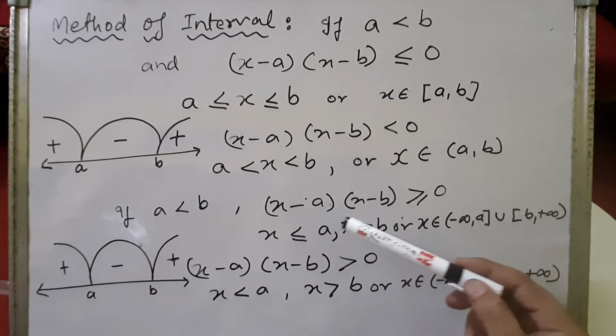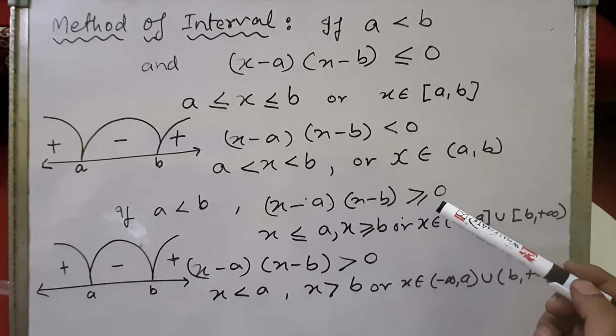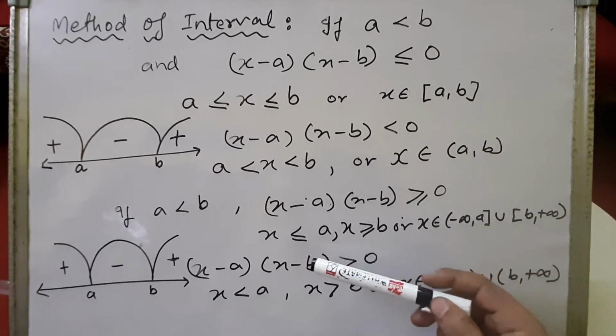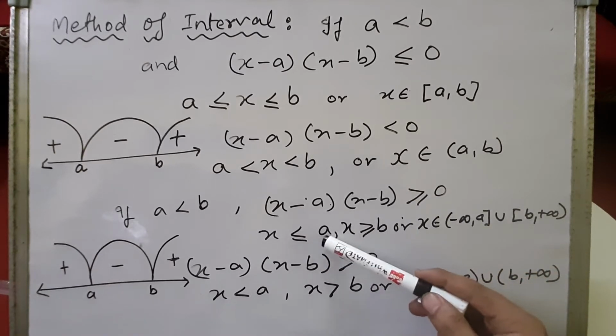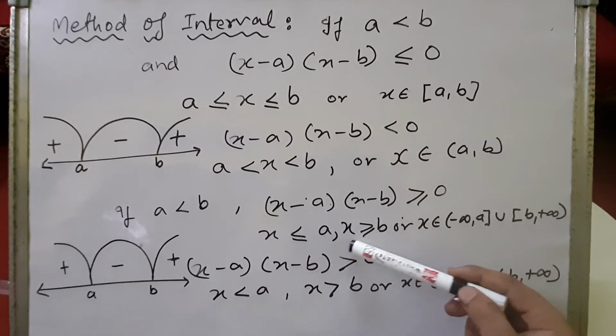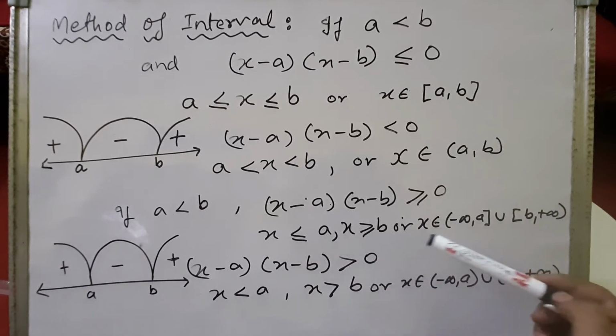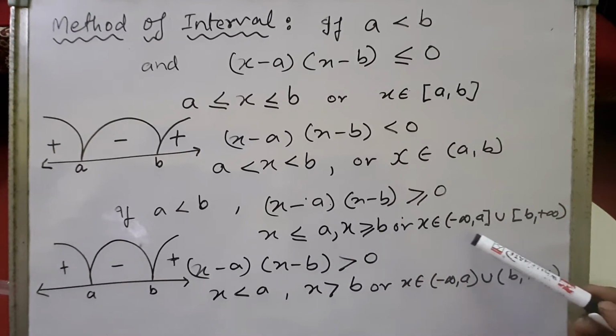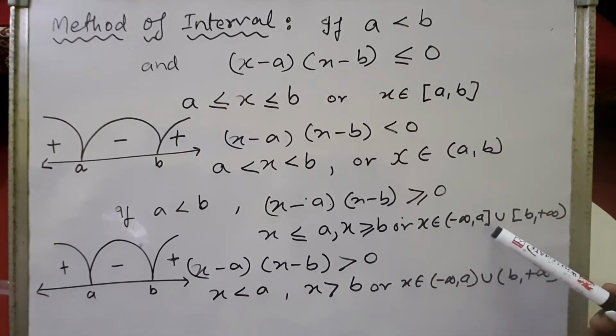So for obtaining the result of the inequality as positive, we must take the value of x as less than or equal to a and greater than or equal to b, right? And we can write this result as x belongs to the semi-open interval (-infinity, a] union [b, +infinity) semi-open interval.